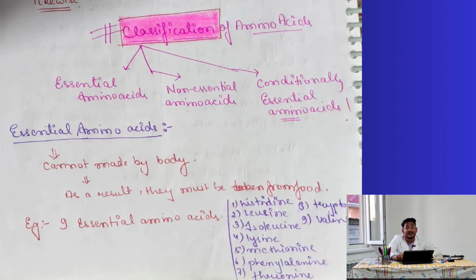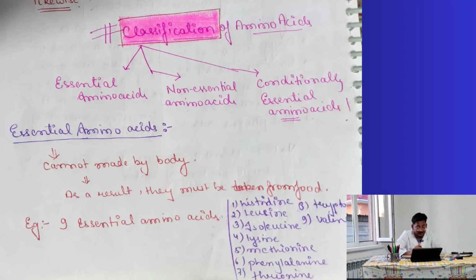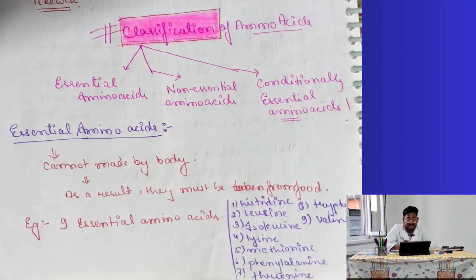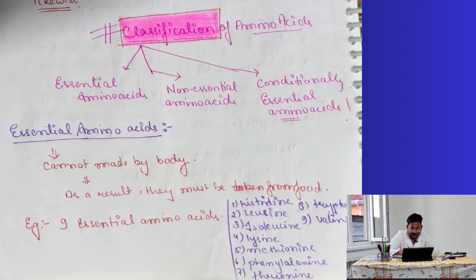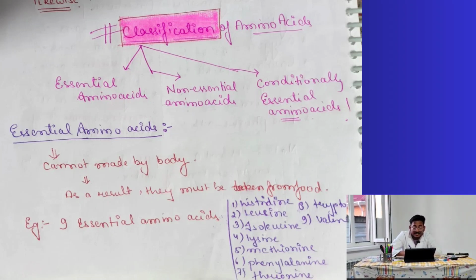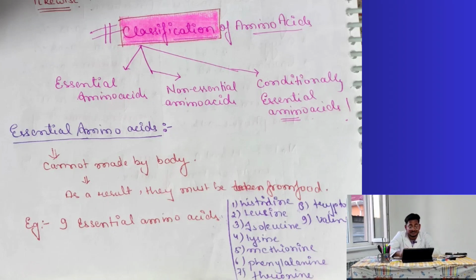We have essential amino acids, non-essential amino acids, and conditionally essential amino acids. Essential amino acids cannot be made by the body, so we need to take them in as nutrients from outside. They are histidine, isoleucine, leucine, lysine, methionine, phenylalanine, threonine, tryptophan, and valine. These 9 amino acids are essential amino acids.